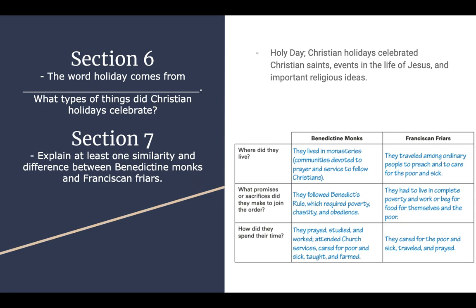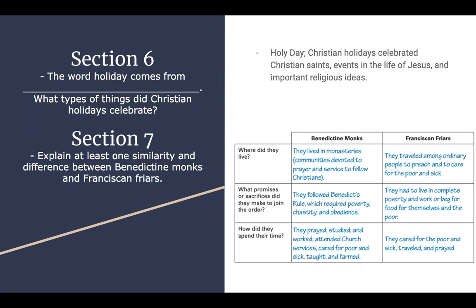And then lastly, for section 7, explain at least one similarity and difference between Benedictine monks and Franciscan friars. So if you guys look at the chart that I have on the right-hand side for you, I've kind of outlined some of the similarities and differences, again, between the two. So where did they live? Benedictine monks lived in monasteries, which were communities devoted to prayer and service to fellow Christians. Franciscan friars traveled among ordinary people to preach and to care for the poor and sick.